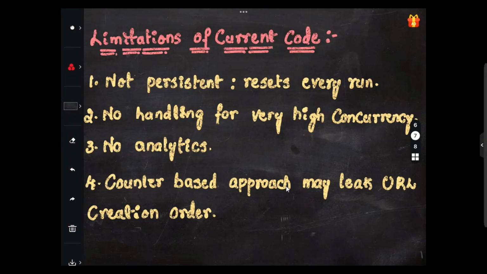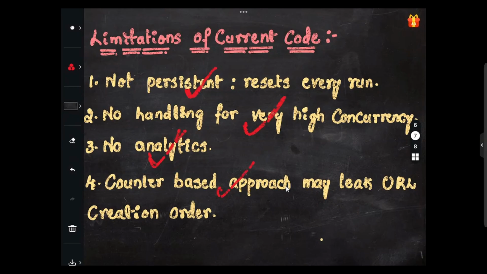So the first one is that it is not persistent, right? It resets every run. So no handling for very high concurrency. This is one of the limitations, right? No analytics as well. So this is one of the limitations. And the final one is that the counter-based approach may leak URL creation order.